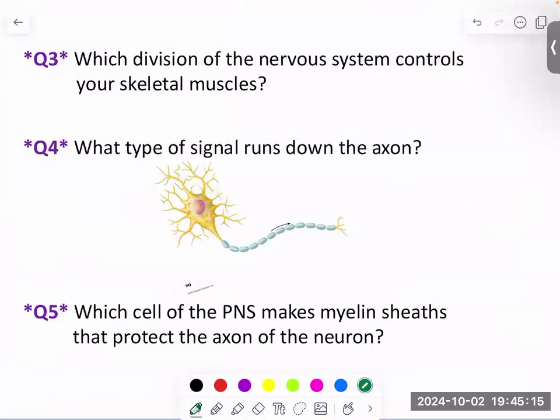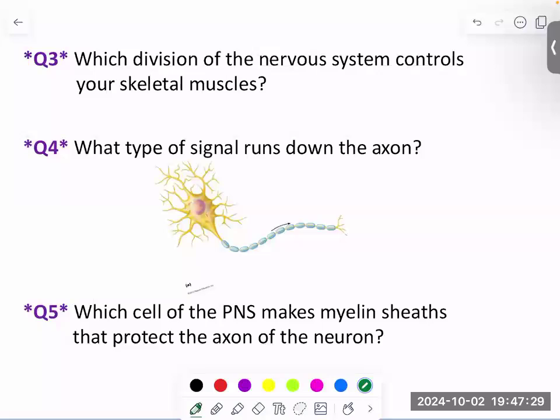On your cards, please. So we're going to start on Q3. This one's making you recall what we talked about last week. Which division of the nervous system controls your skeletal muscles? It is your somatic division, sometimes called your somatic motor division.